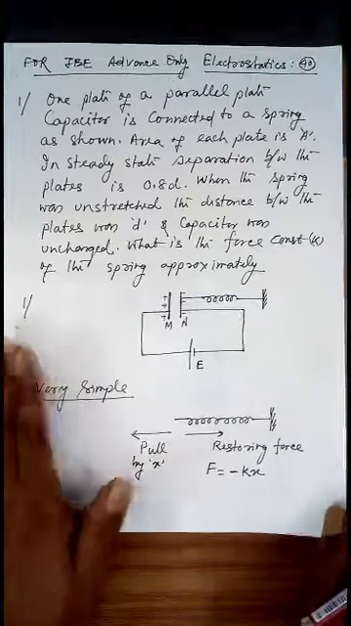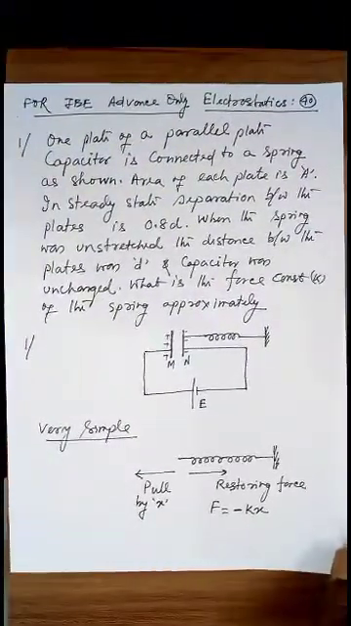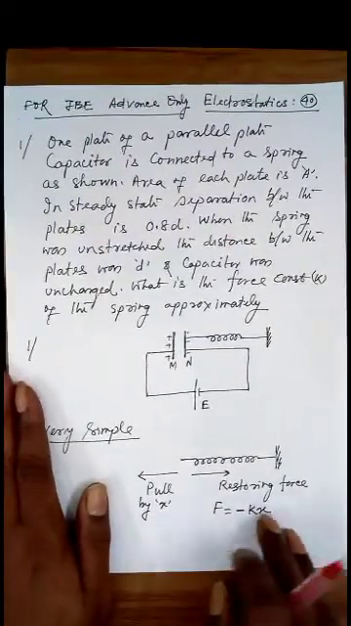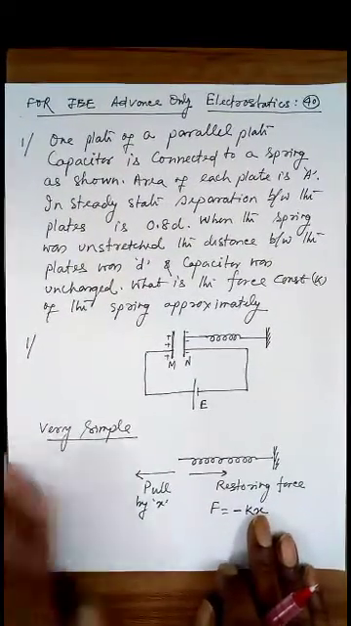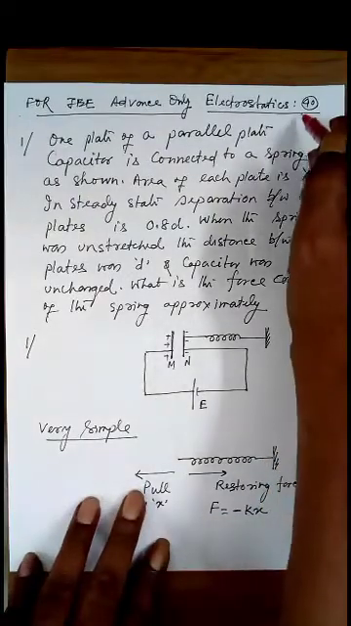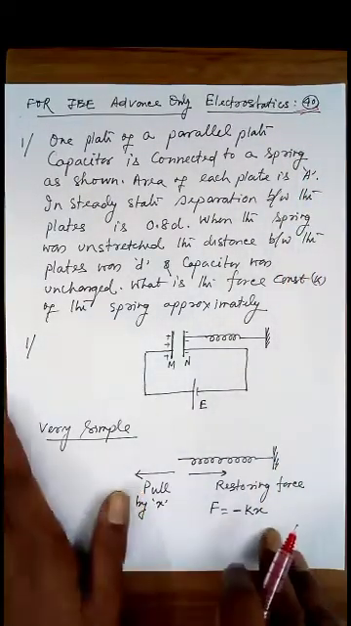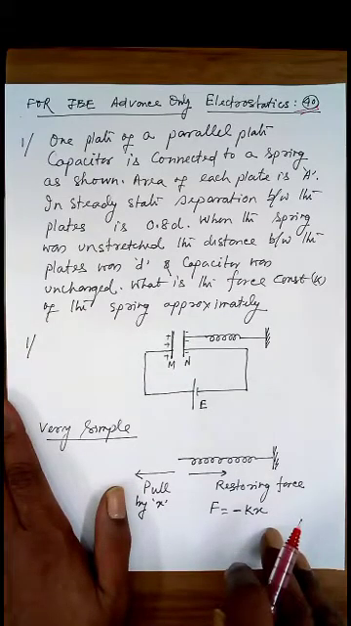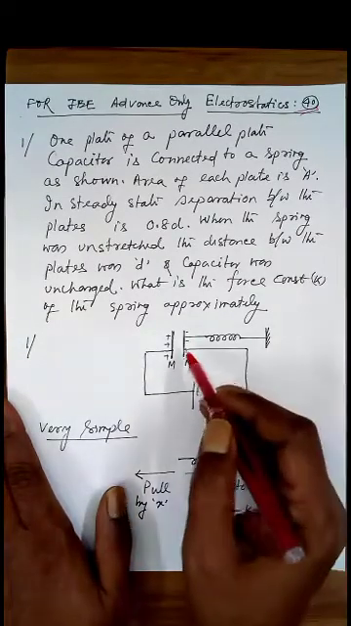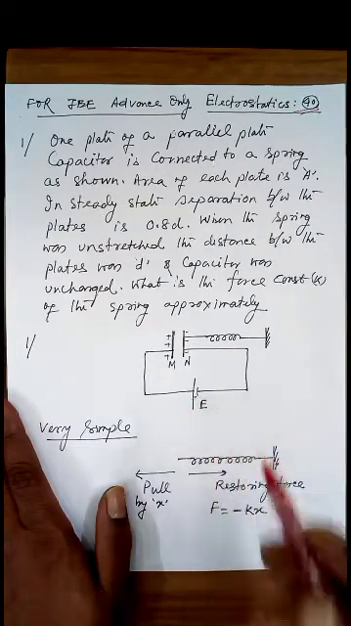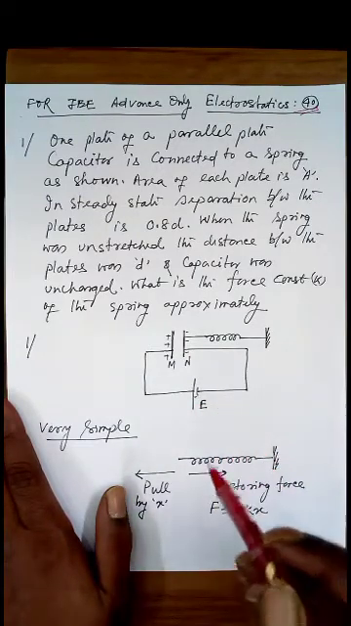Let us do another numerical. This was, of course, asked in JEE Advanced in previous years. Very simple, once you have understood my previous lesson, electrostatics 39, where I derived the expression for force on each plate of a capacitor due to a potential difference V. Now, look at the problem.